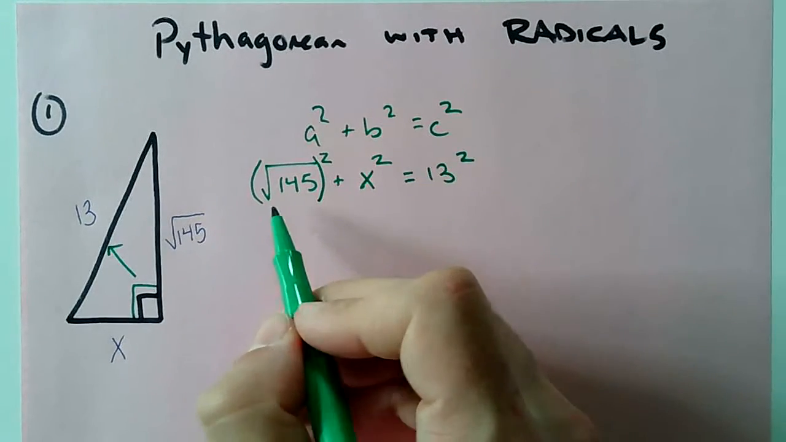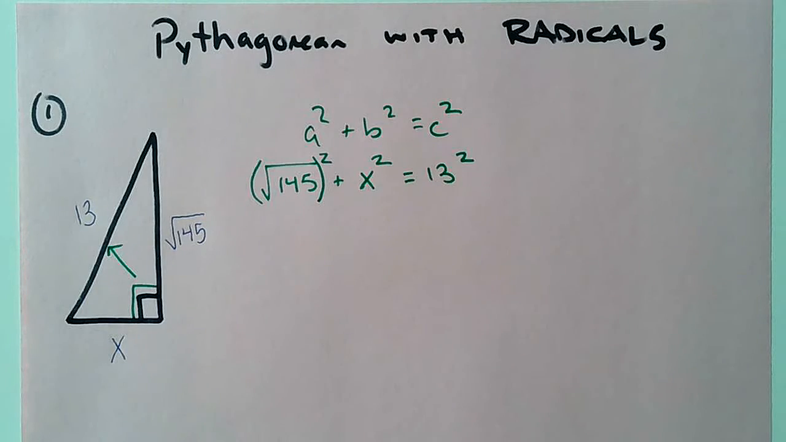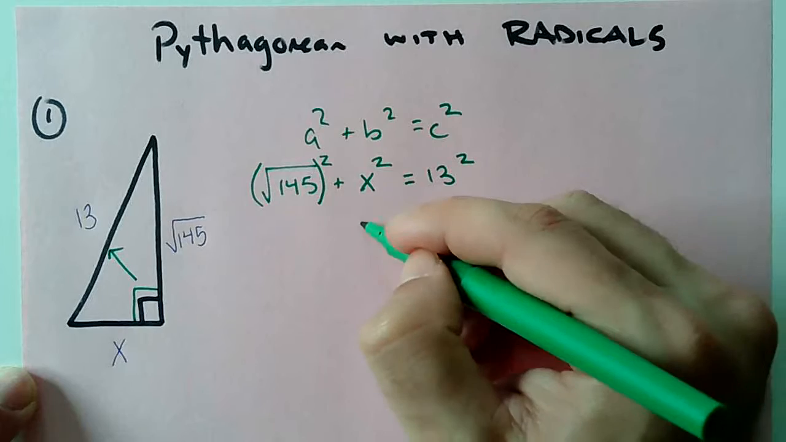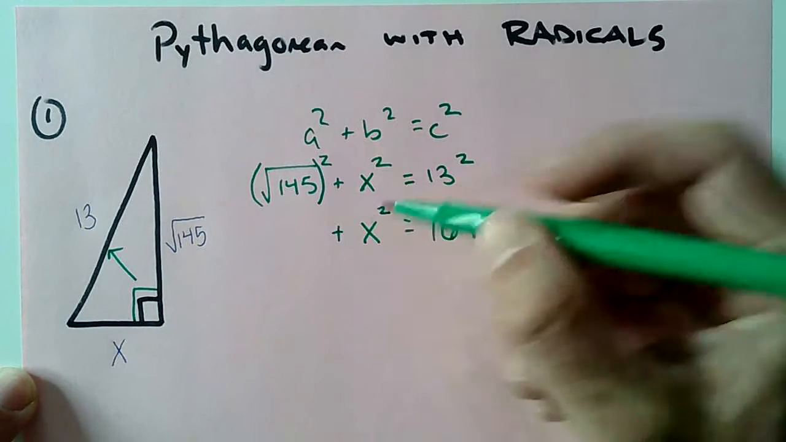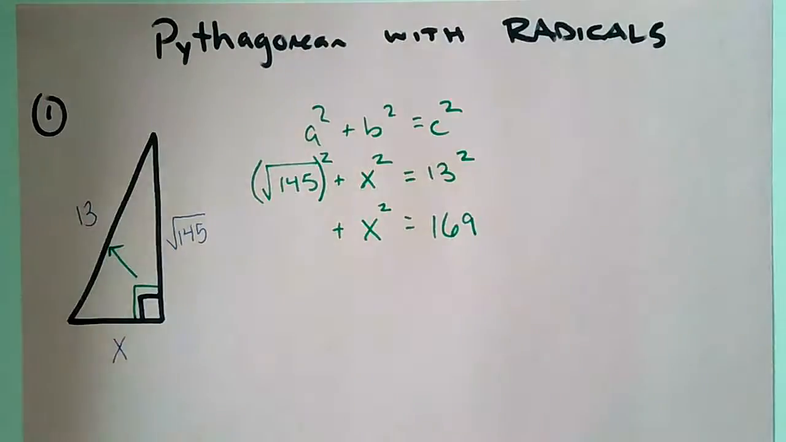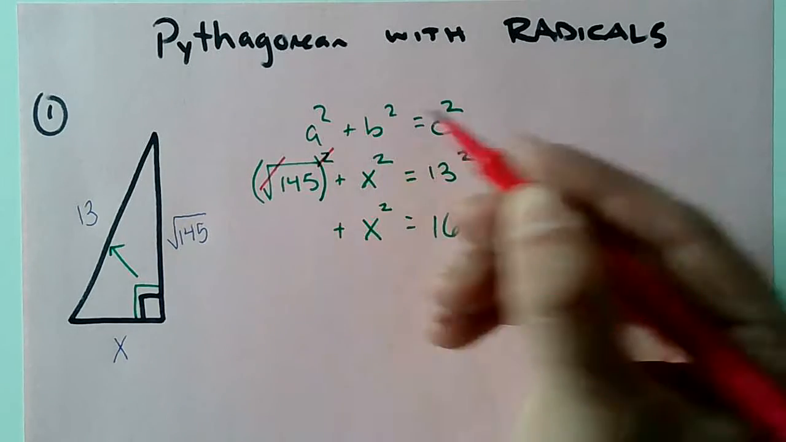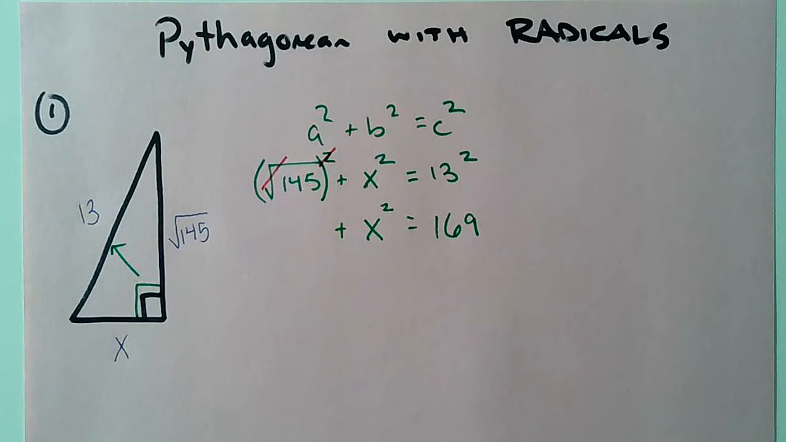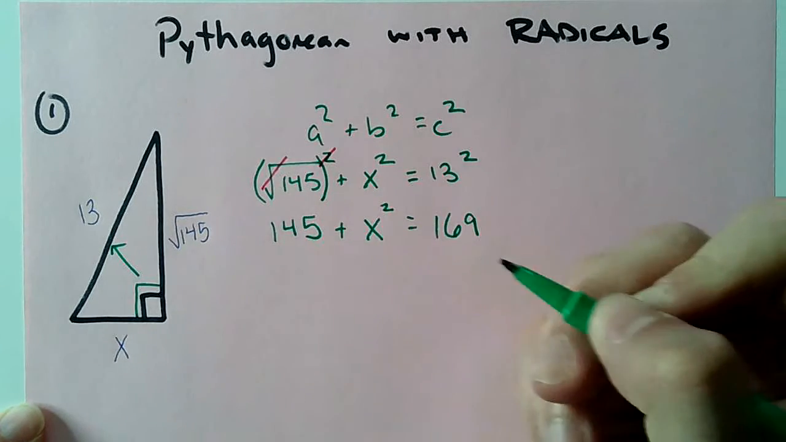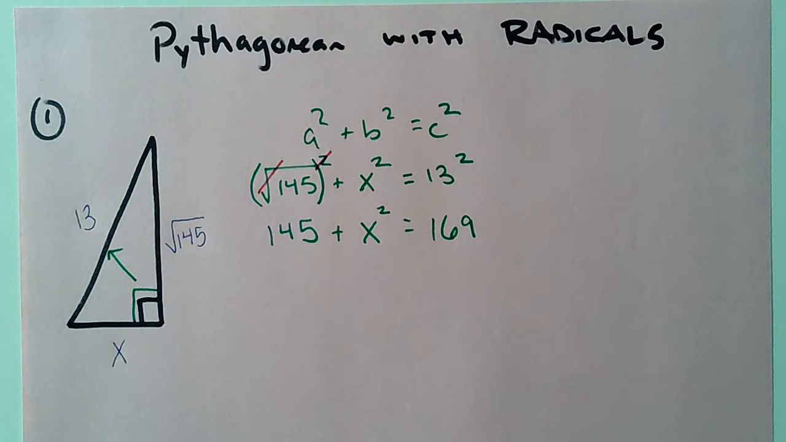So a is the square root of 145, but I need to square that. 13 squared is 169. X squared is x squared. And then the square root of 145 squared, I could find the square root and then square it, or I could realize our connection between our inverse operations, that the square root and the square will undo each other, leaving you just with the radicand 145. So that's kind of a unique relationship with these radicals and our square, right? When we plug them in, they cancel each other out.